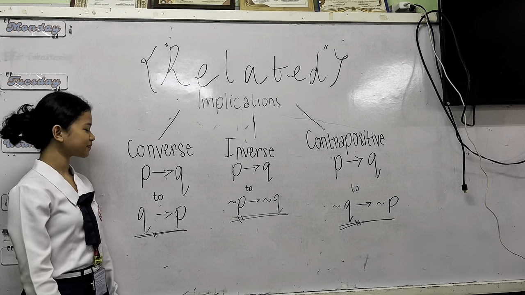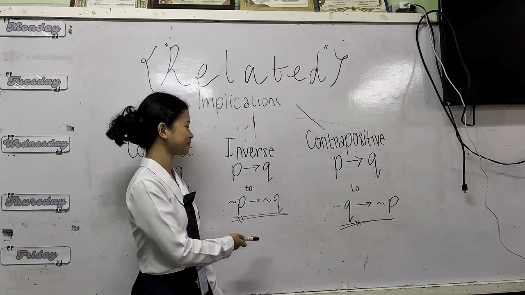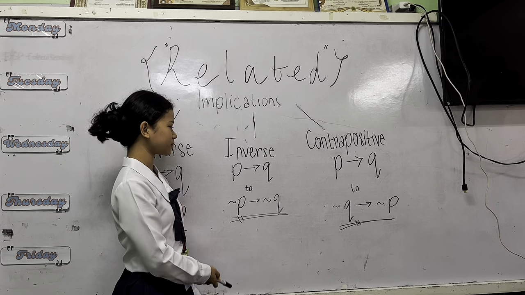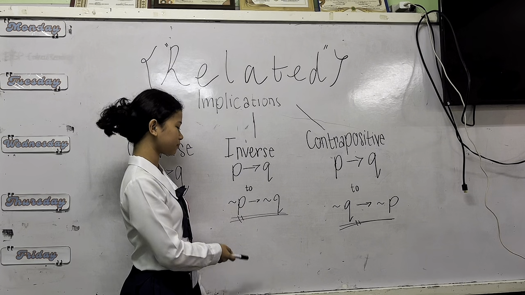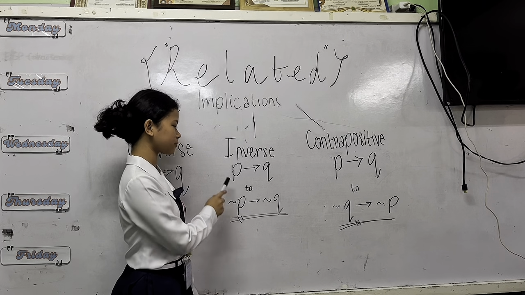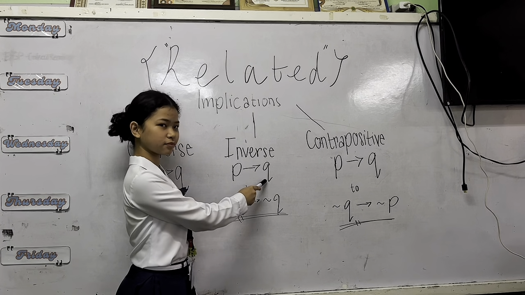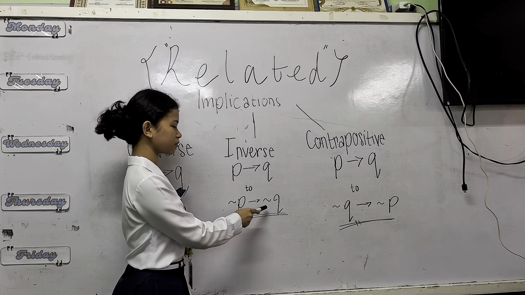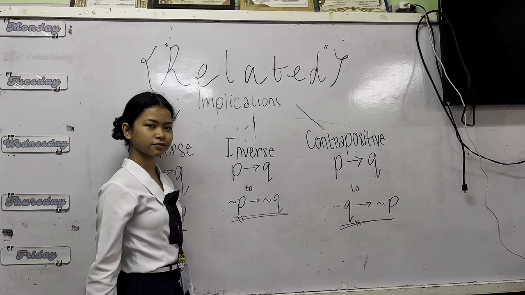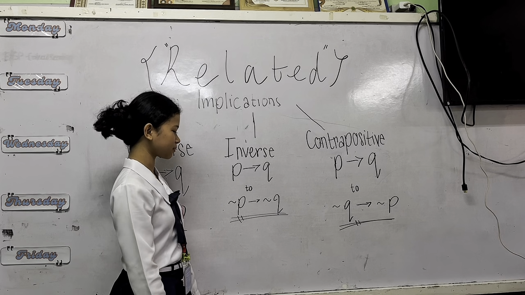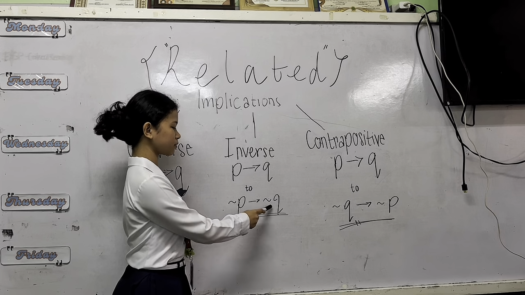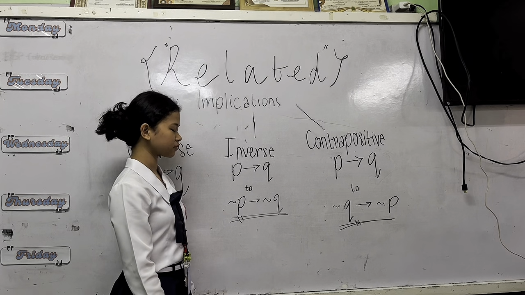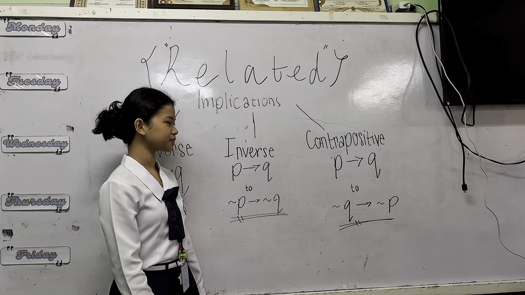For the inverse of a conditional, you just have to negate the two propositions. So from P implies Q, you make it not P implies not Q. So basically, you just have to negate the two propositions, and how do you negate them? Just add the word not to the statement.